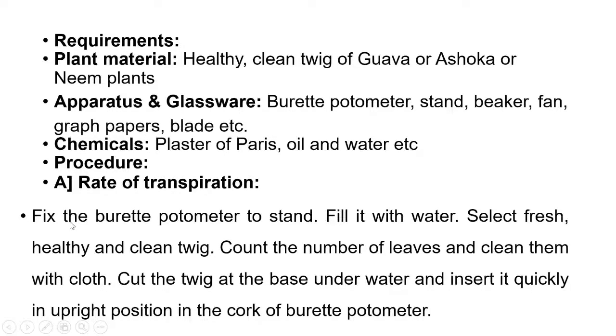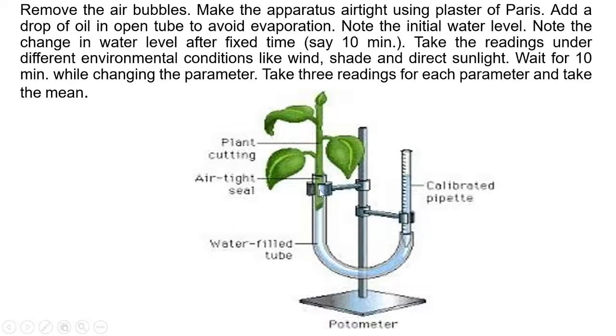First of all, we have to take the burette potometer, fix it to the stand, and fill it with water. Select a fresh, healthy, and clean twig, count the number of leaves and clean them with cloth. Cut the twig at the base under water and insert it quickly in upright position in the cork of the burette potometer.